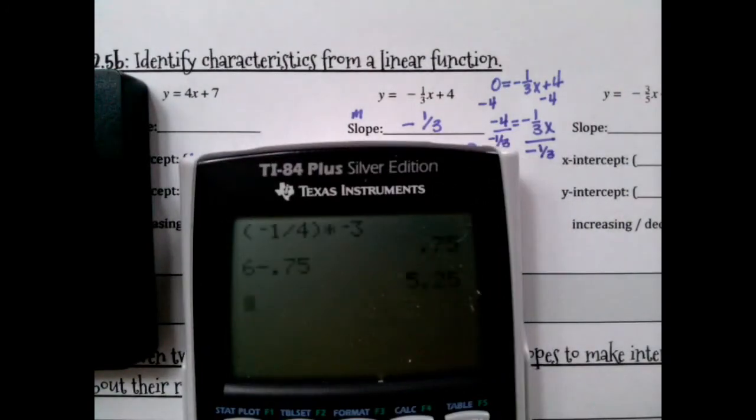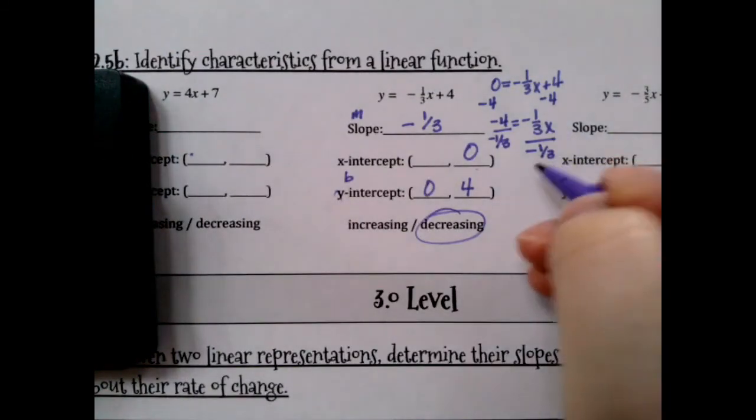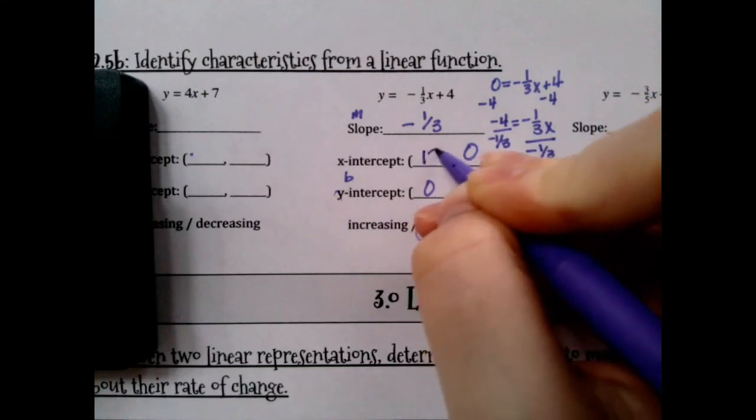I know a lot of people like to do that instead of dividing by fractions, but I'm just going to use my calculator and do negative 4 divided by negative 1/3 to get 12. And that is my x value for my x-intercept.